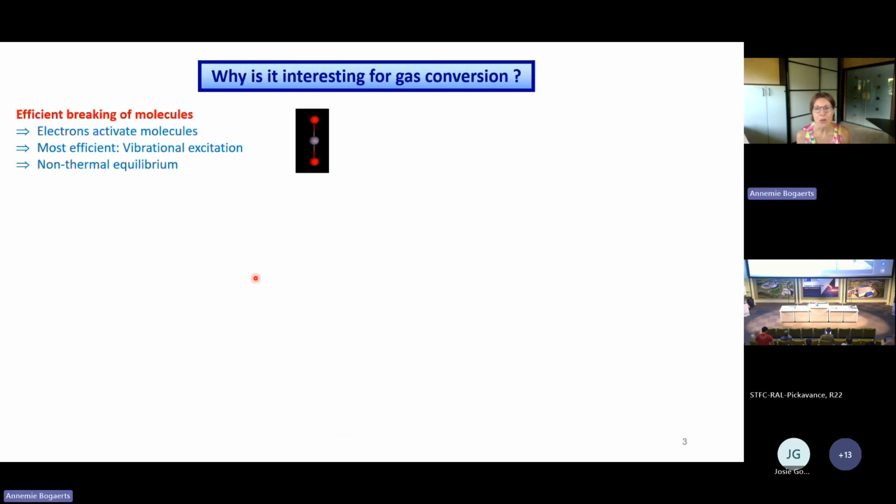Why is plasma then so interesting for gas conversion? As I said, it allows efficient breaking of the molecules because the electrons activate the molecules, and you see here a vibrating CO2 molecule. You can imagine that this vibrational excitation easily leads to dissociation. This is the most efficient dissociation pathway. Now in plasma, certainly in plasma catalysis, there is often non-thermal equilibrium, which allows these reactions to happen in an efficient way. So it opens alternative reaction pathways at lower temperatures.